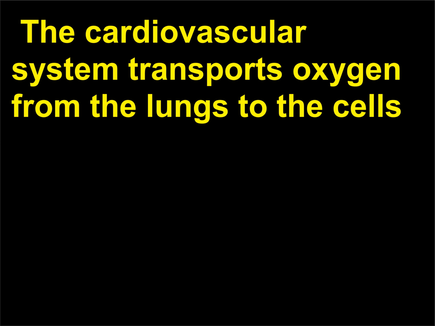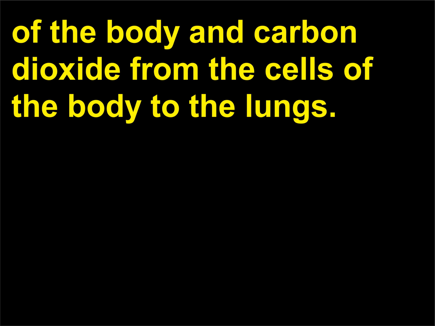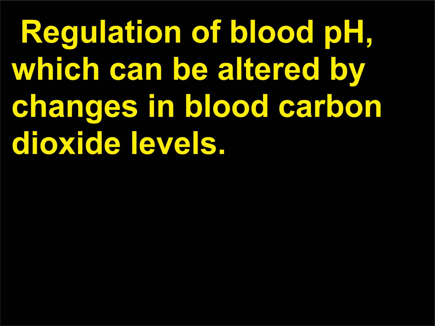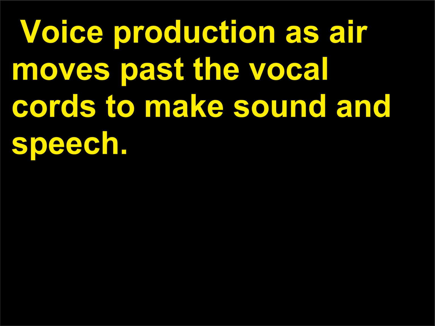The cardiovascular system transports oxygen from the lungs to the cells of the body and carbon dioxide from the cells of the body to the lungs. Regulation of blood pH, which can be altered by changes in blood carbon dioxide levels. Voice production as air moves past the vocal cords to make sound and speech.